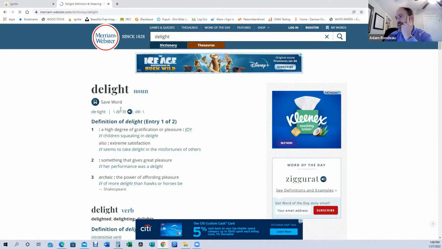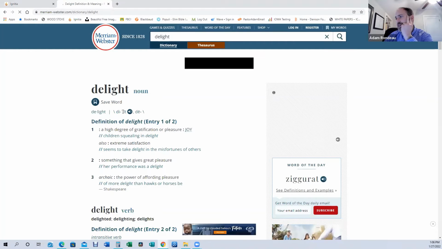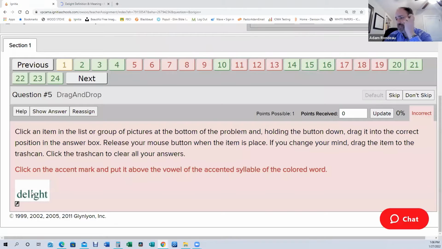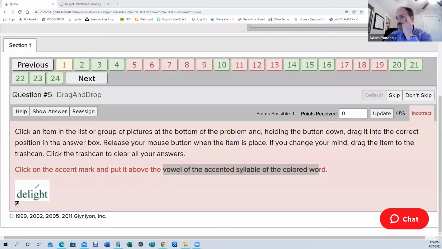Delight. And this is the accent mark. The accent mark is connected to the second syllable, not the first syllable, right? So in delight, the accent should come on the second syllable. If it's going to be on the second syllable, we need to put it above the vowel of the accented syllable. So in this case, we would put the accent mark right there, up above the I in delight, because it comes over this second syllable. You've got two syllables, and it would be over the I in delight.